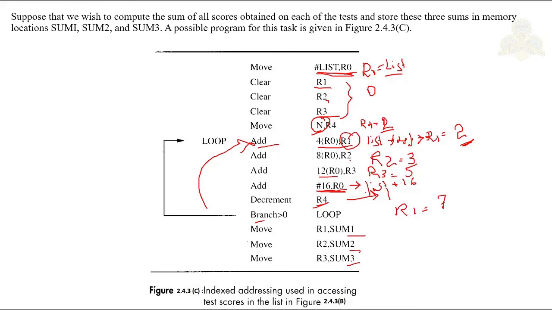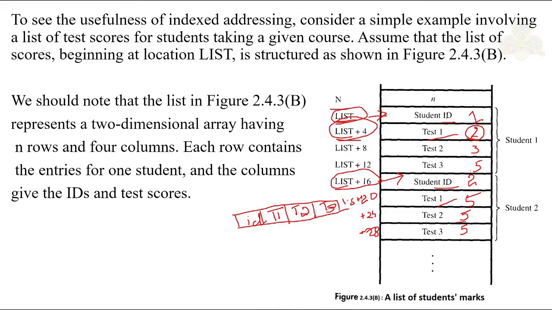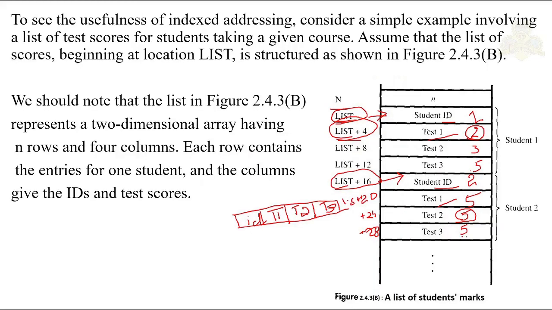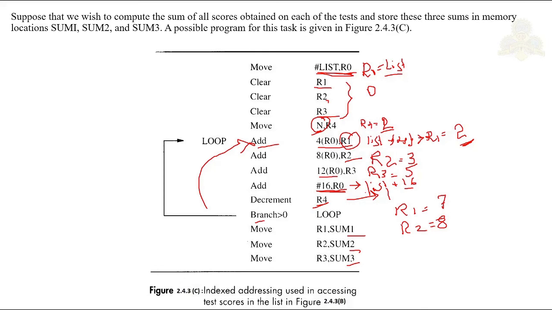Then add 8 to the content of R0, then add it with R2. What was the content of R0? It was list plus 16. Now add 8 to it. 16 plus 8 is 24. List plus 24, what is the value? You have 5 again here. Take that 5 and add it to the content of R2. What was R2 previously? It was 3. So R2 is 5 plus 3, that is 8. Then add 12 to R0. That means list plus 16 plus 12, which is list plus 28. What is the content of it? Again 5. Add that 5 to the content of R3. That was 5, so 5 plus 5 is 10. So R3 contains the value 10.